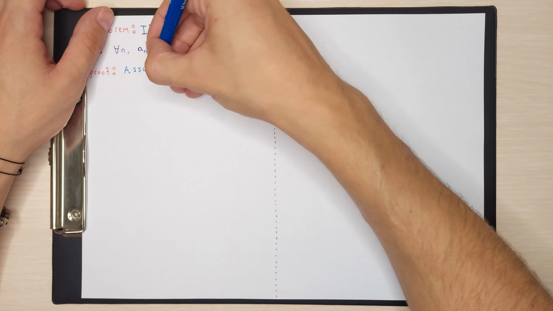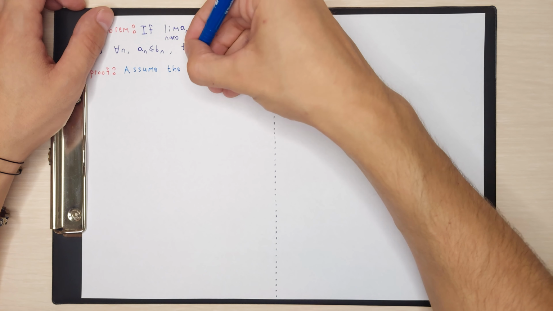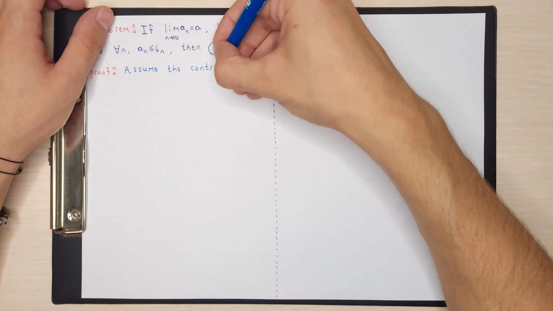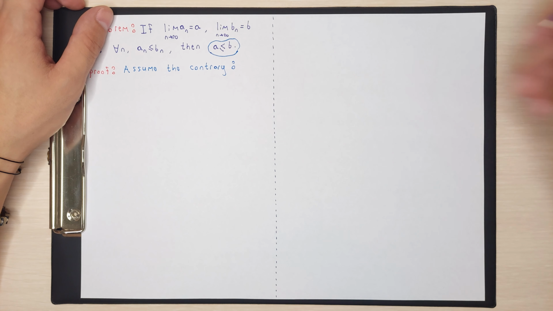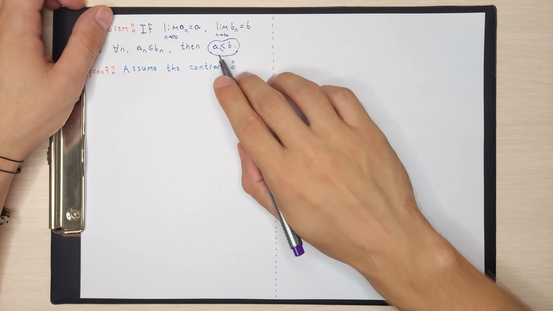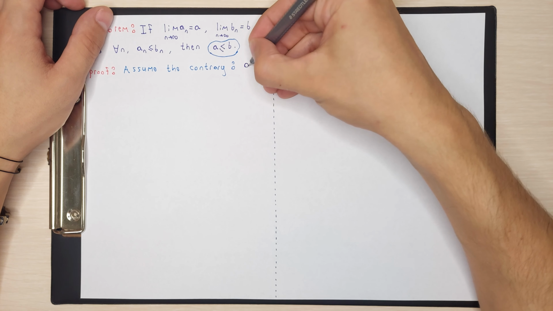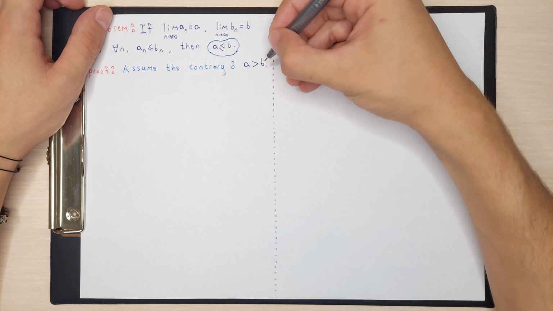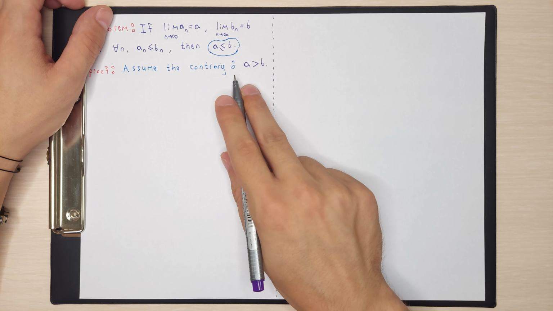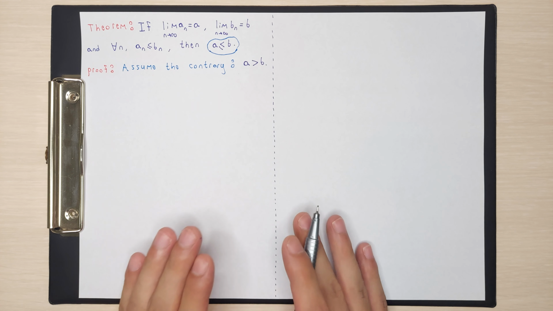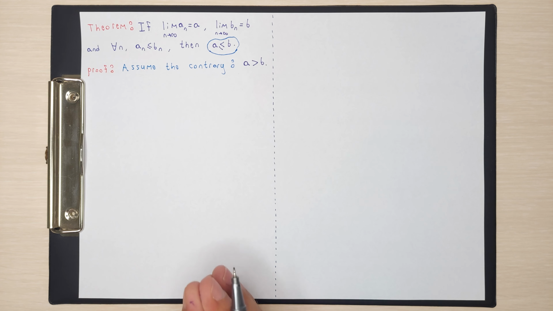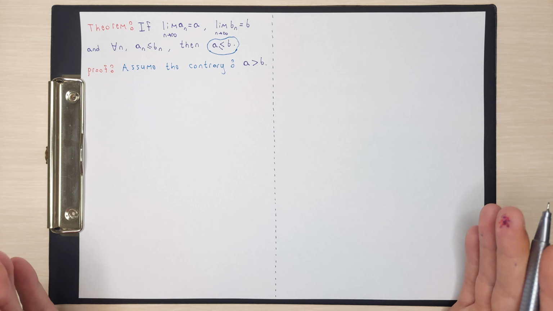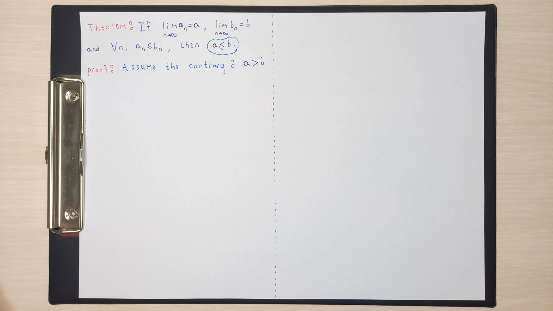First of all, we should assume the contrary of the result. The result is a must be less or equal than b, right? Let's say that a is not less or equal than b. A is greater than b. When you assume the contrary, you will get one contradiction. And when you get your contradiction, you prove your theorem. So how can we find our contradiction?